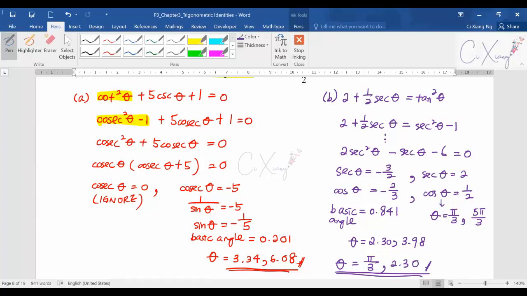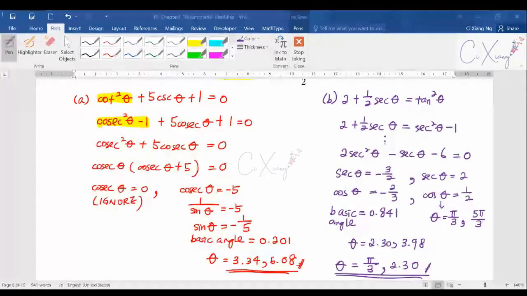So this is what we have for the Pythagorean identities. We'll stop here for this video. In the next video, we are going to discuss the second set of identities, which is the compound angle formula.